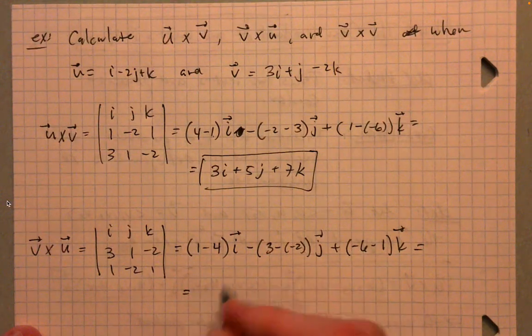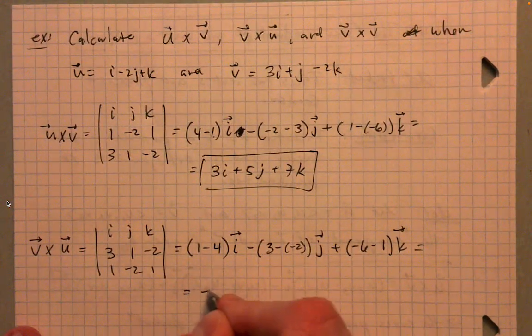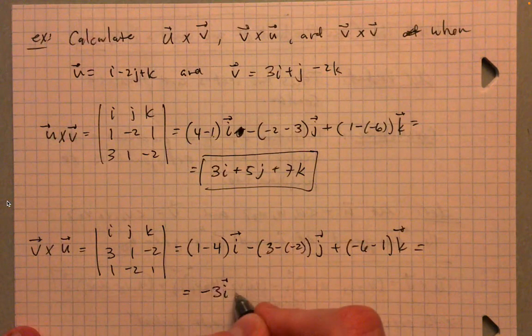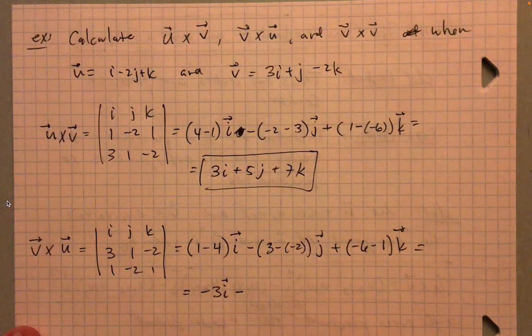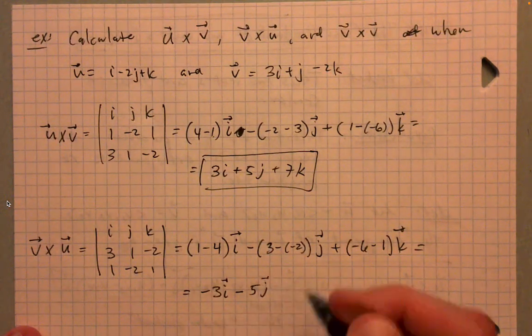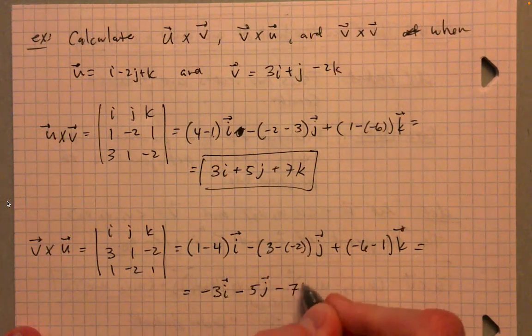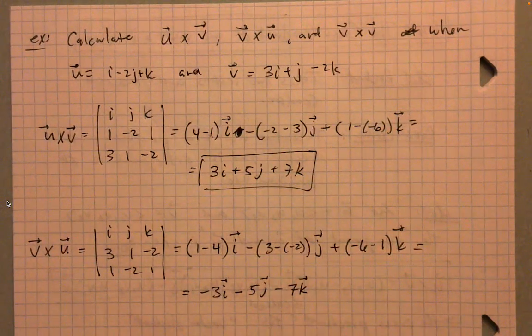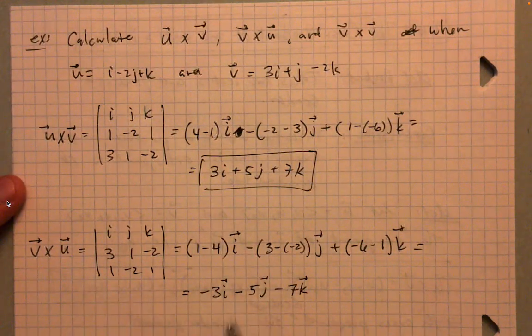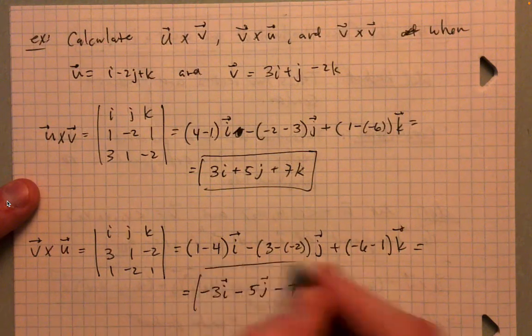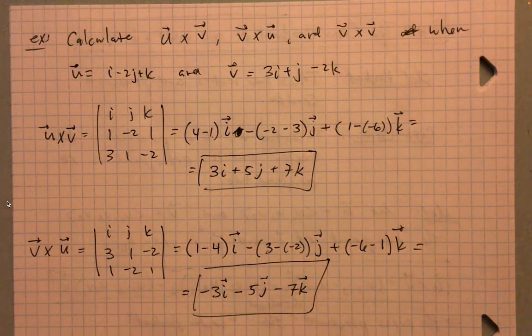Right, so again, flipped. It was 1 minus negative 6. Now it's negative 6 minus 1. Okay, and so what do you get? Well, you get negative 3i minus 5j, and then what's the last one? Minus 7k. Okay, so it kind of looks like u cross v and v cross u have this relationship where one is the negative of the other. Right, you kind of see that. This is definitely not a proof, but it's a demonstration that in a specific case, at least it looks like that's what's going on.